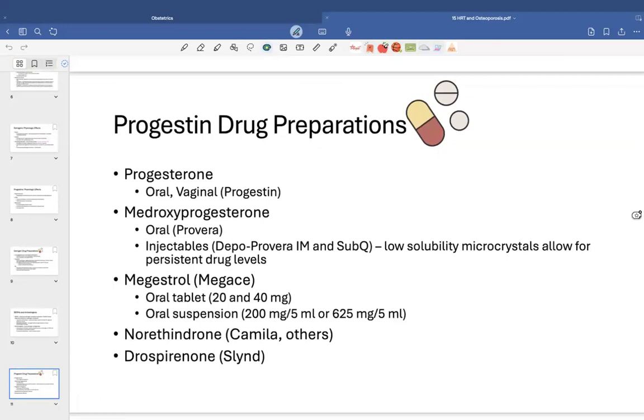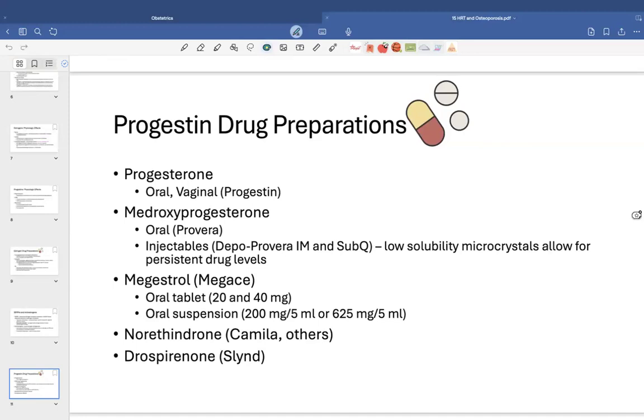a handful of different compounds, mostly oral, but of course Depo-Provera is the key injectable progestin. Again, like the depot estrogens and depot androgens, it is a long-acting formulation that will give you persistent drug levels. If you remember about Depo-Provera last week, there was an IM formulation and a sub-Q.